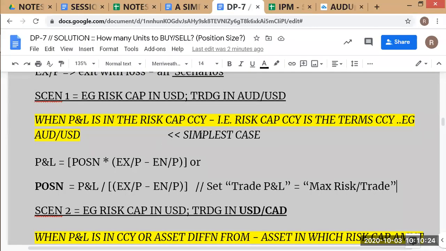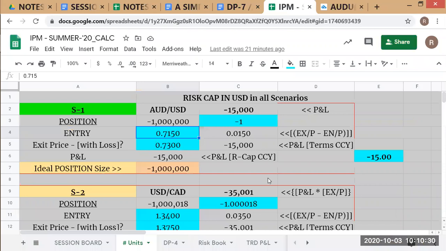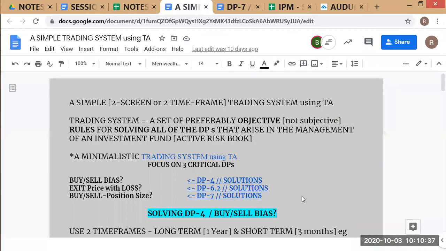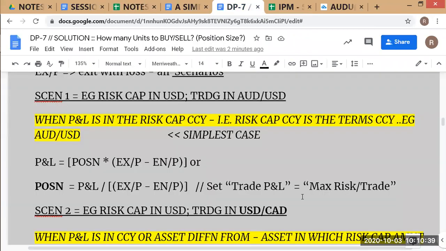My goal here, why do I need these equations? Because my goal is to really solve this problem: I need to decide how many units to buy or sell, in this case to sell. The number of units I have not yet solved, so I need to figure that out. How am I going to do that?